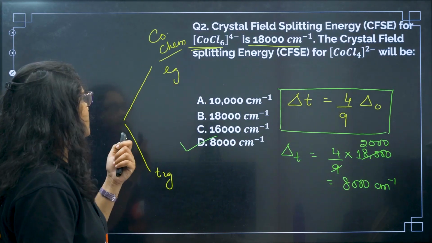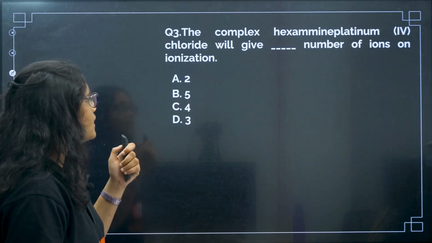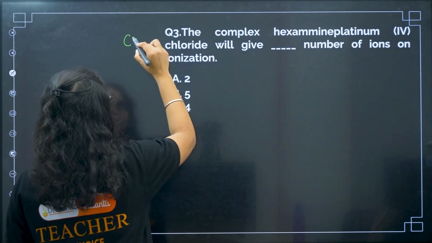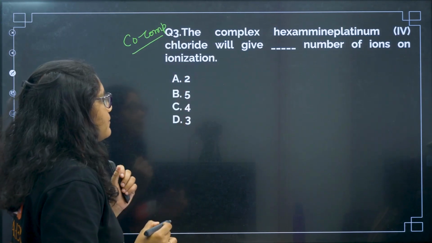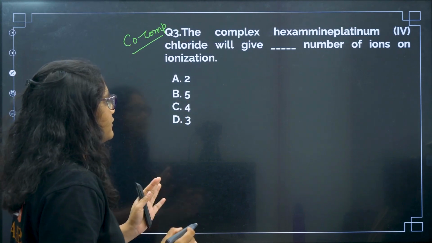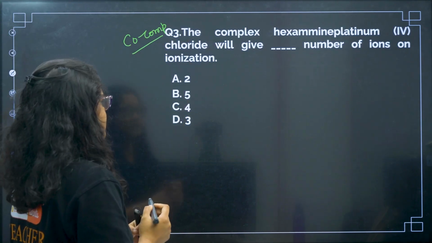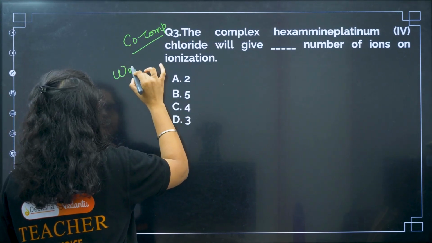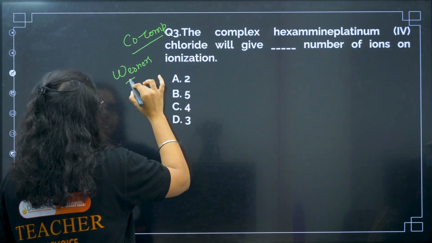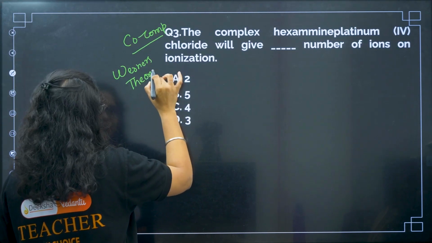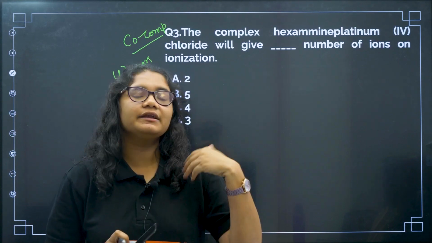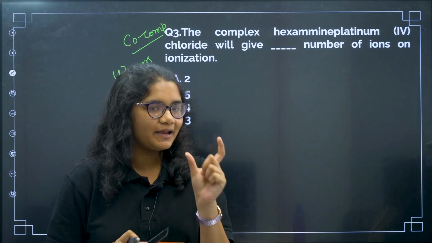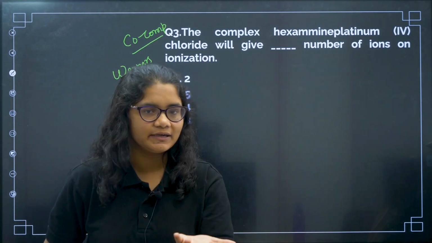Now coming to the third question. Again, the question is from coordination compounds. The complex hexaammineplatinum(IV) chloride will give dash number of ions on ionization. This question is from Werner's theory. If you remember the postulates of Werner's theory, it says that the complex will not dissociate in water, it will remain as it is, and the ionizable ions will dissociate.